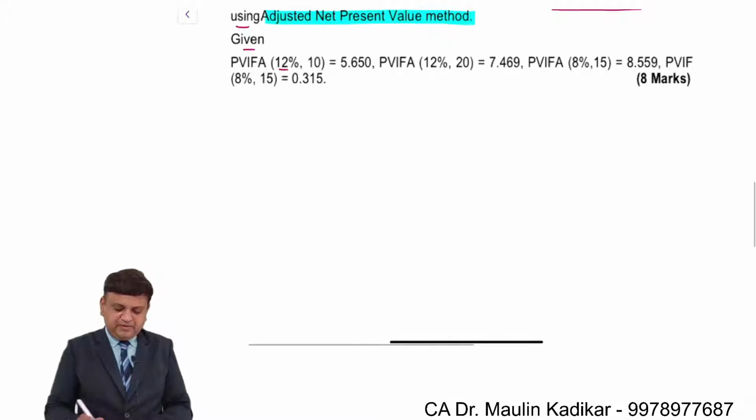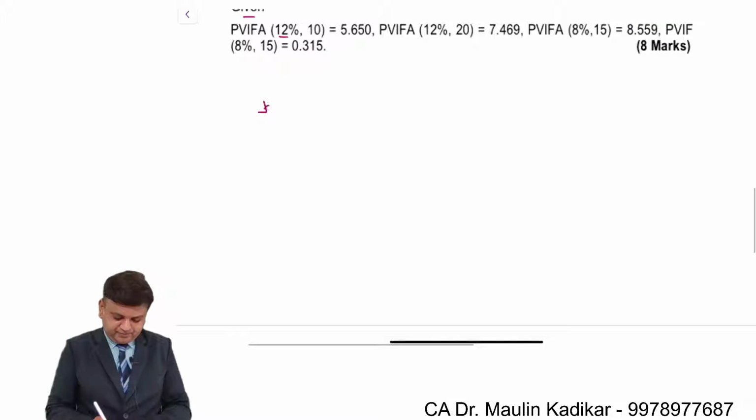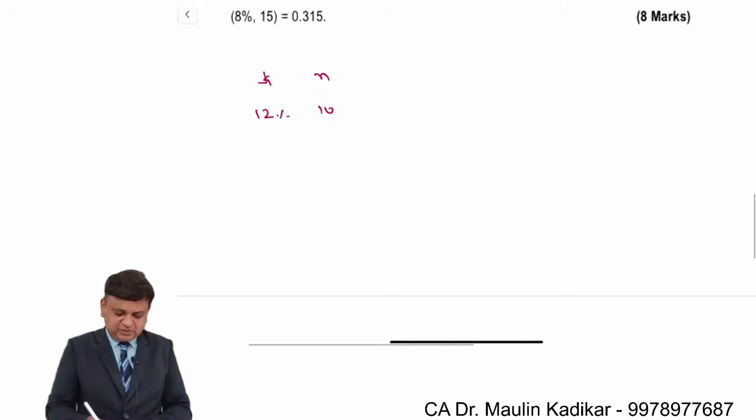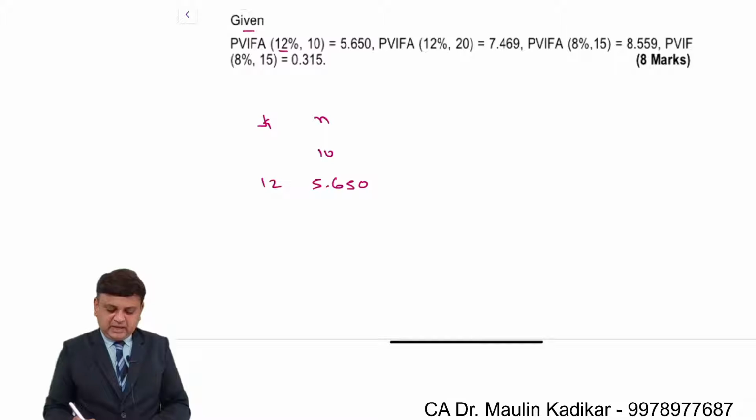Given PVIFA at 12% for 10 years. So cost of capital 12% and a time period of 10 years. Information is provided to us regarding the annuity factor. It is 5.65. And say for 12% for 20 years, it is 7.469.